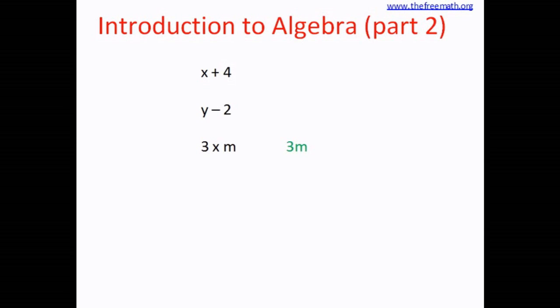We always write the number first and then the variable. So you write it like this, 3m. This means 3 times m. 3 in this case is called a coefficient. What is the coefficient in y minus 2? In that case, the coefficient of y is 1.